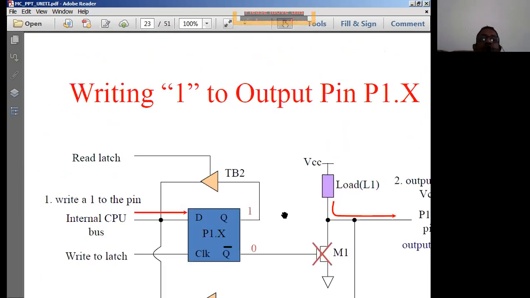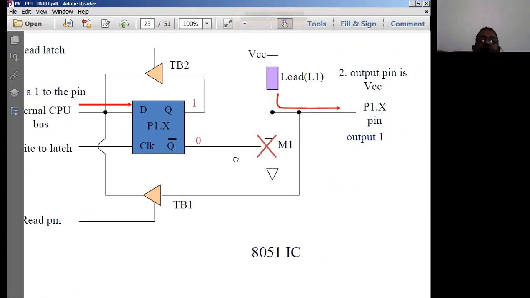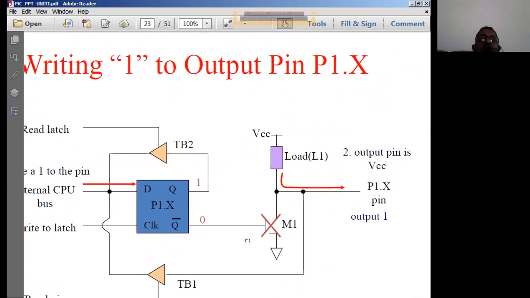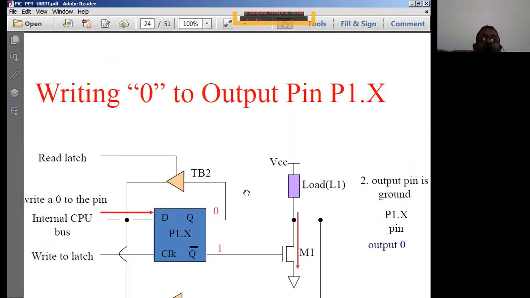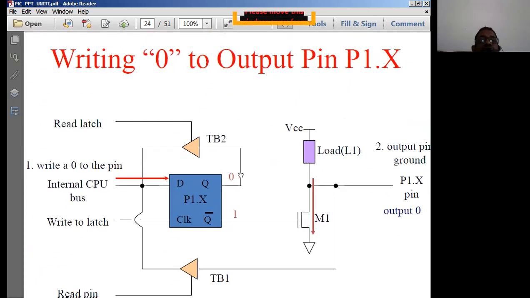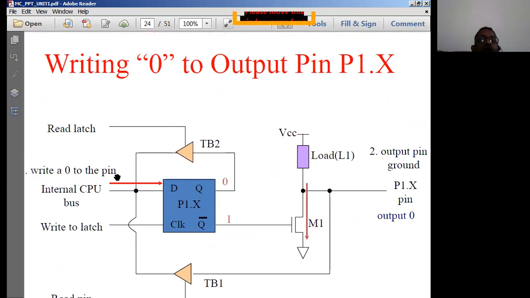Similarly, I'll go with writing 0. We have written 1 and now we are going to write 0. So I want to write 0 onto the output pin. To write 0, we apply 0 to the D flip-flop. Once it is 0, the output becomes 0, because it is a delay flip-flop. Whatever we give as the input, the same thing will be populated to the output with the same value after some delay. So output is 0.